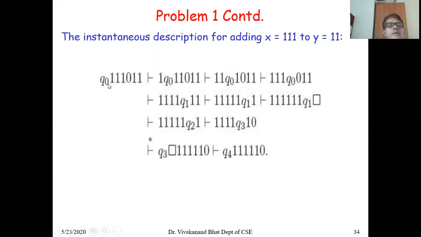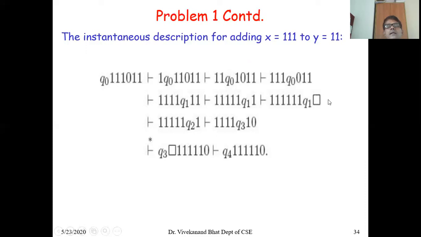So if you consider this string, x and y separated by the delimiter 0, you can trace the result for this particular input. It will read 1, replace 1 by 1 and move right. It will keep on doing that. When it reads 0, it will replace 0 by 0 and move right.